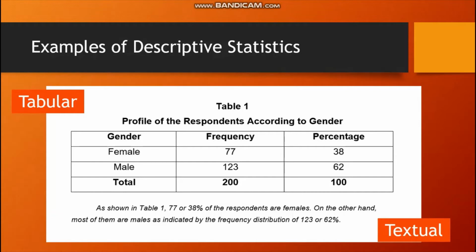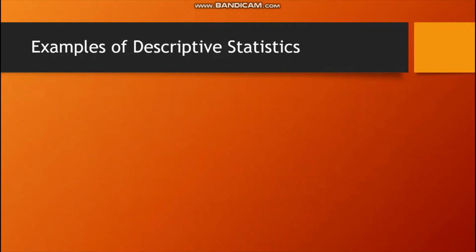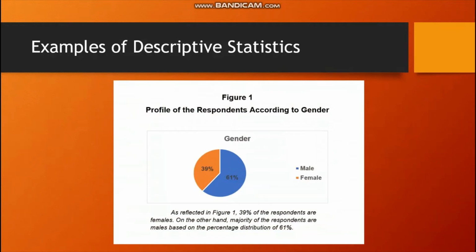So, let's look at the other examples. We have figure 1, profile of the respondents according to gender, and parehas lang na siya sang example ta kagina, although it is presented in a different way. Kag I'm sure familiar ka mo sa sining way of presenting data, and we call this pie chart or pie graph. And makita taman ang textual presentation or textual description sa dalom. As reflected in figure 1, 39% of the respondents are females. On the other hand, majority of the respondents are males based on the percentage distribution of 61%.